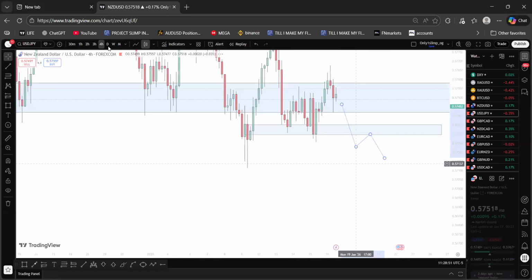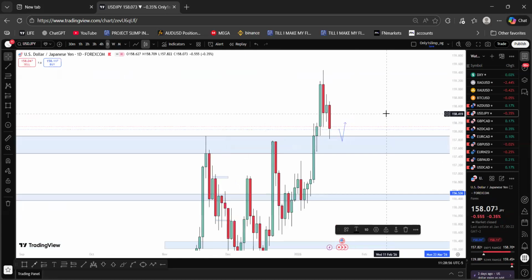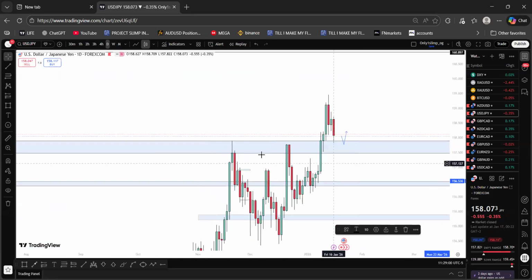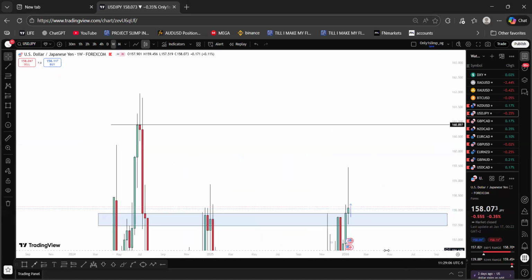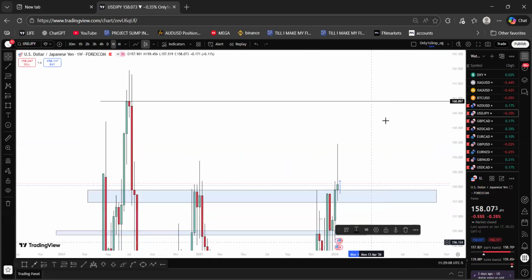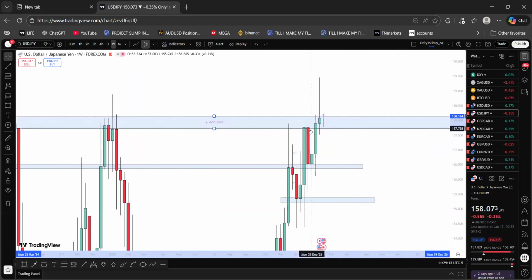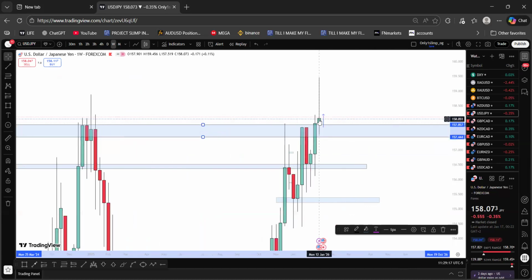Then I have USD JPY. You can see on the daily time frame that the market has been very much bullish. We are having that retest at this OG level again. On the weekly time frame, you can see that the market is still bullish, and it had a nice break at this structure point here. And right now you can see that it closed with a bullish candle, but also with a wick.